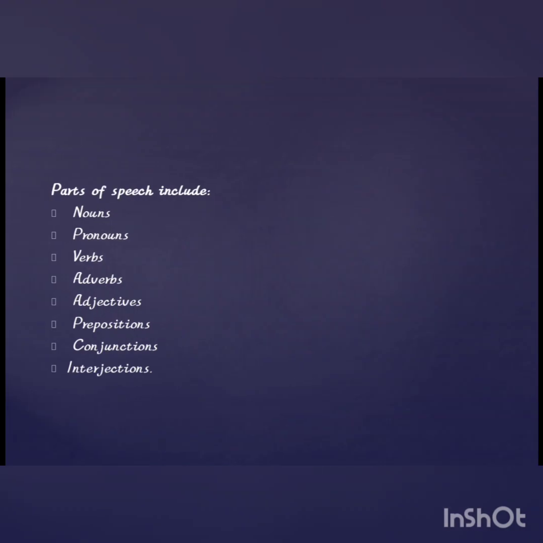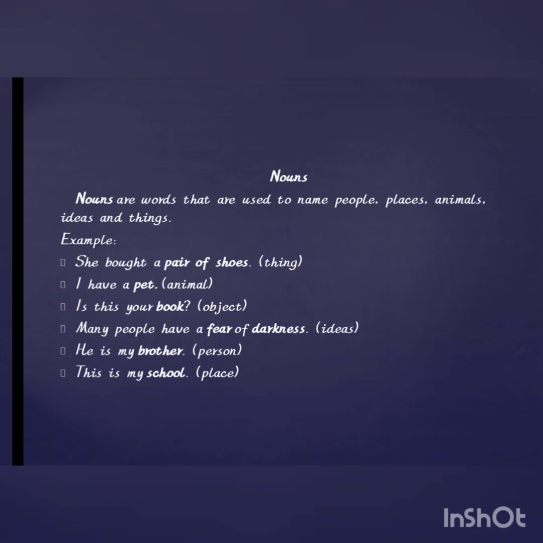Coming to the parts of speech, we are going to have 8 different parts of speech. The first one is noun, the second is pronoun, then verbs, adverbs, adjectives, prepositions, conjunctions and interjections. In this video, we'll see just the noun. So we'll get to know about the noun and the types of noun.